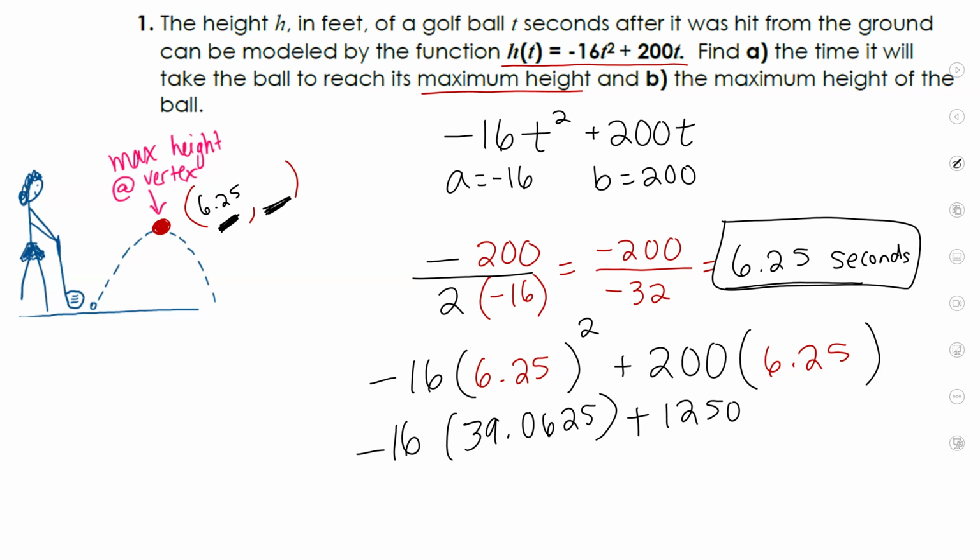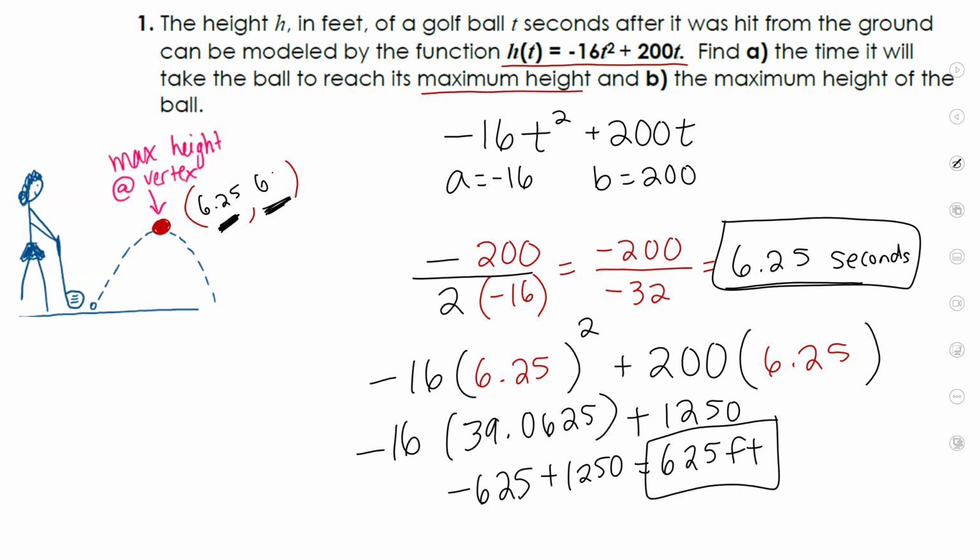So 39.0625 times a negative 16, you should get negative 625. Finally, we're going to add these together, and you get 625 feet. So guys, that is the maximum height that this golf ball reaches, and it reaches that height in 6.25 seconds.